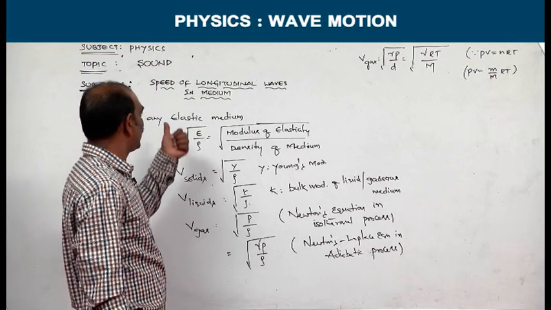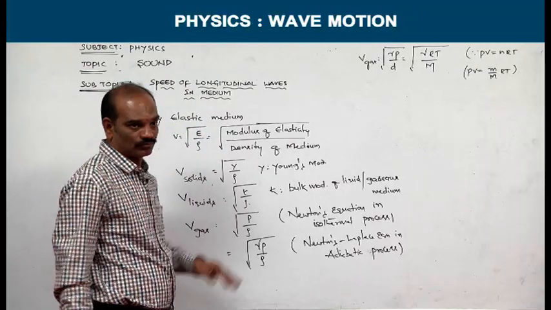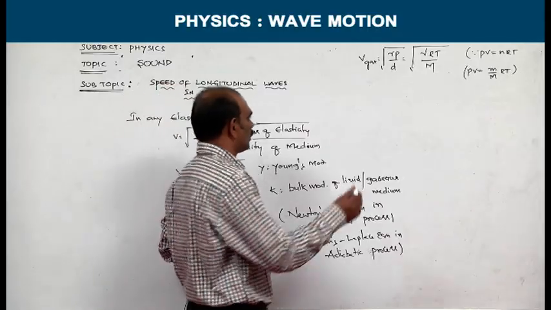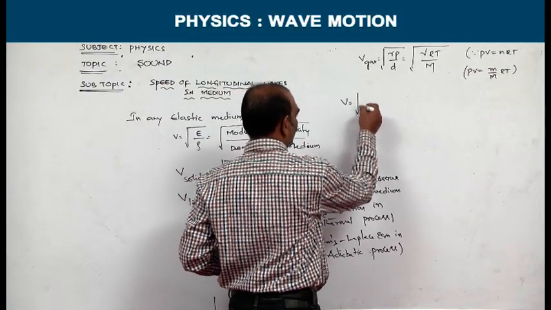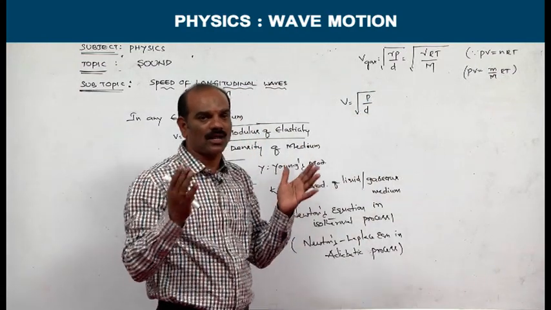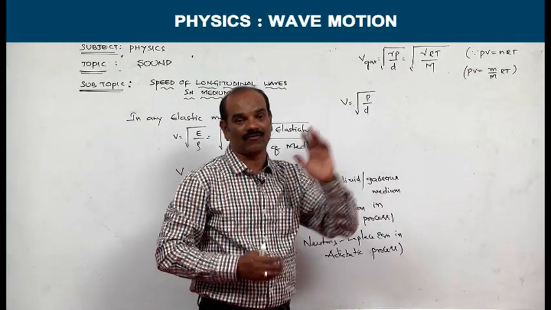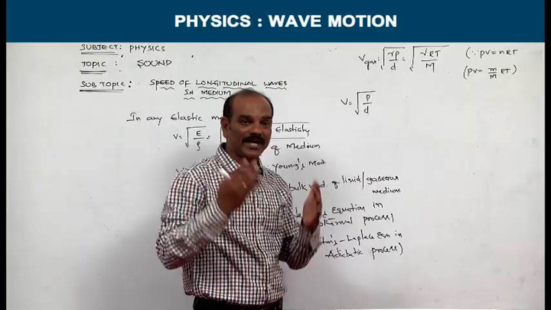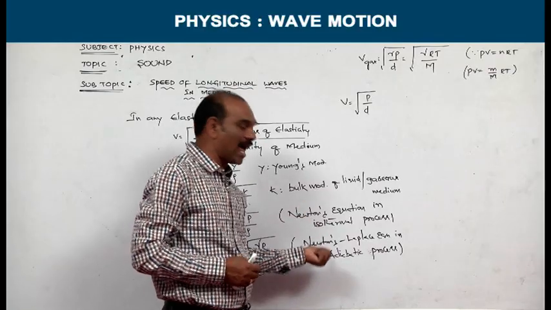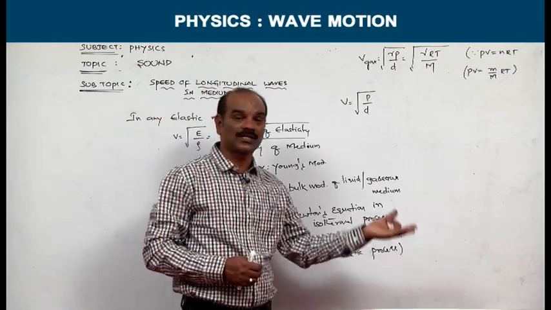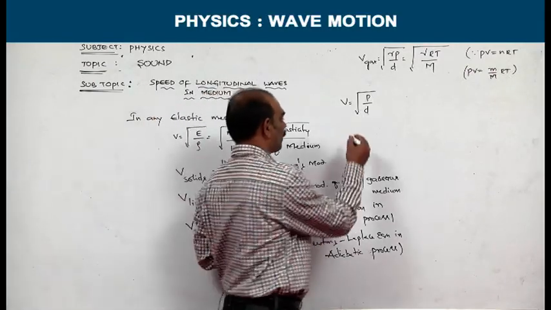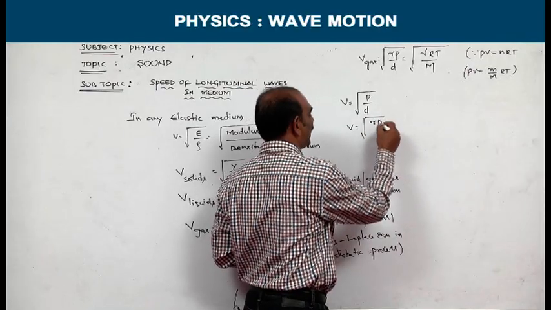Now let us see the speed of longitudinal waves in a medium, that means in an elastic medium. According to Newton's equation, the speed of sound through gases is V = √(P/D). Using this equation, there is a lot of difference between the theoretical value and the practical value, because he assumed that the medium obeys isothermal conditions. Later, Laplace made a correction to Newton's equation. He formulated a new equation as V = √(γP/D).